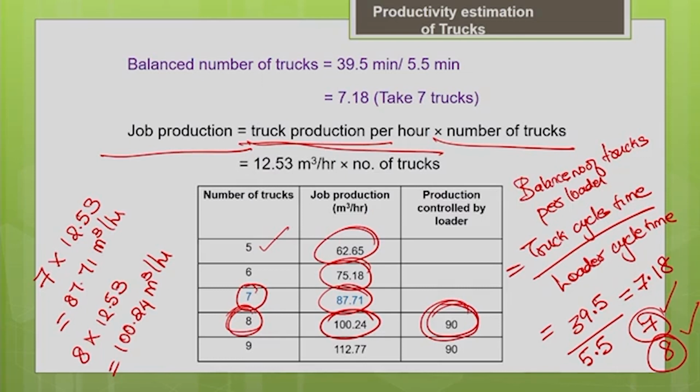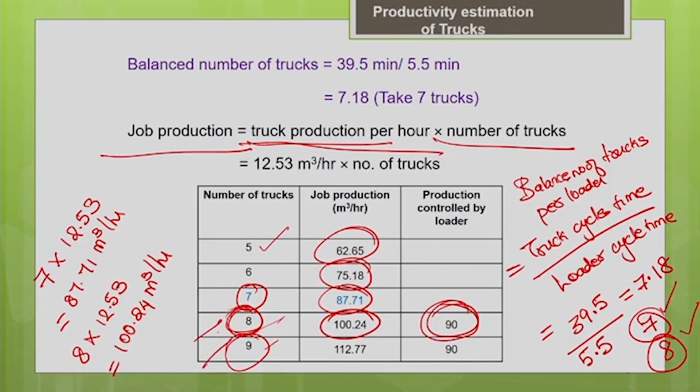Though the number of trucks is more, you have 8 trucks, you have 9 trucks, the trucks will be simply waiting for the loader. That is why it is not preferable to increase the number of trucks beyond the balance number. Unnecessarily it will increase your production cost because of the increase in the cost of trucks. Even though I get the productivity as 100.24 if I go for 8 trucks, the actual productivity will be only 90 meter cube per hour, because the loader will be controlling beyond the balance number.